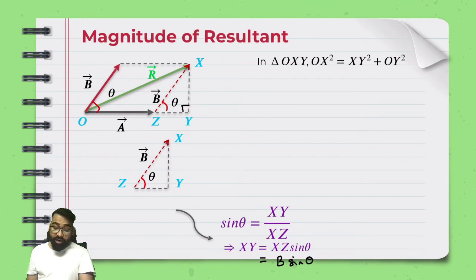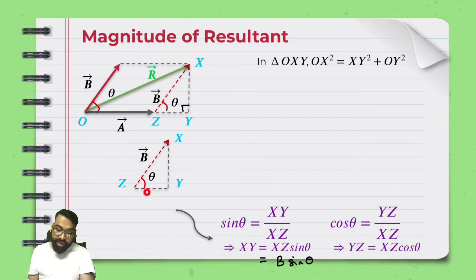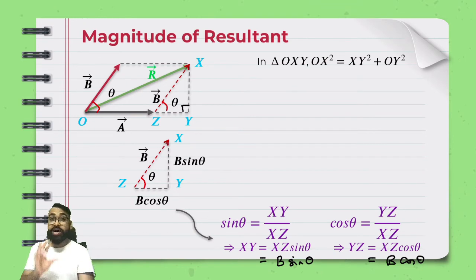Right. Similarly, if I talk about the next case, I can write down cos theta. That would be base upon hypotenuse, that is yz divided by xz. Again, this yz could be said as xz into cos theta. So this over here becomes b cos theta. So now if we substitute these two values, I can easily say that this xy length is b sine theta from here, and this yz length is b cos theta from here. For this we have used trigonometry.